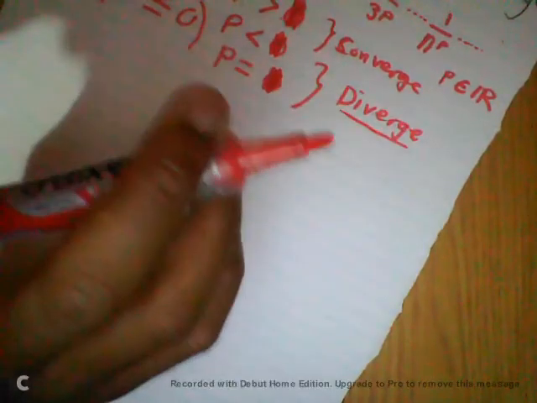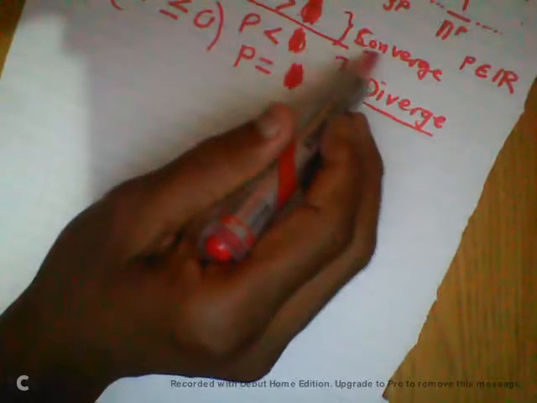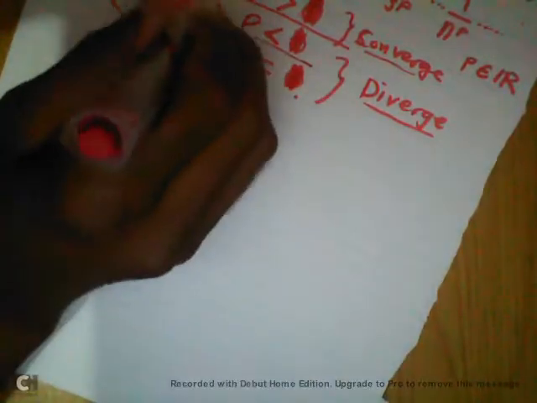My apologies. So just for now, you have to know when p is greater than 1, the series converges, and when p is less than 1 or p is equal to 1, the series diverges. So this has to be 1.